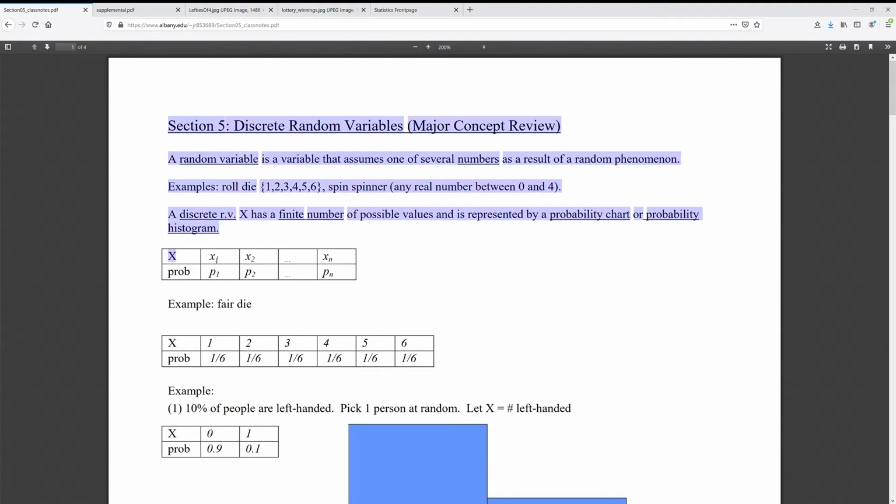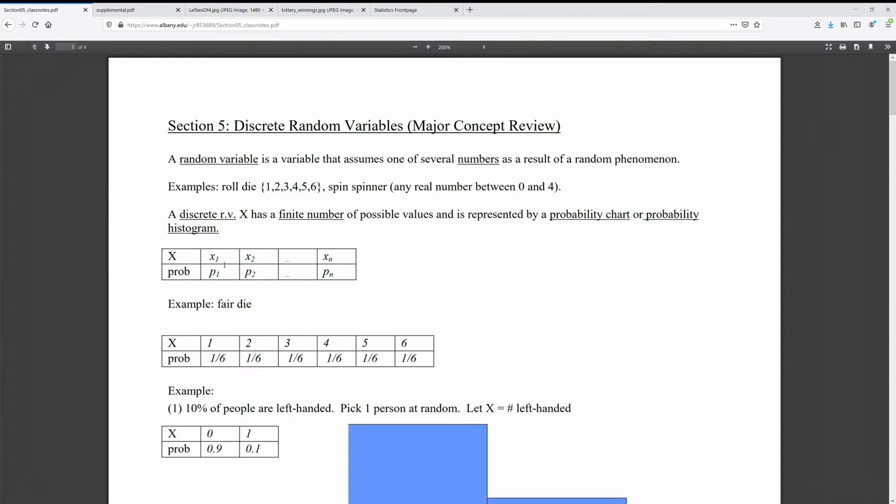So then lowercase x sub 1 for the first thing x could be, lowercase p1 for its probability, and so on and so on. Now let me just say that there's nothing I'm going to do with these charts that presumes that the numbers are in order. However, they always will be. It just looks nice if they're in order, but strictly speaking, nothing I am going to do with these charts will presume that they're in order.